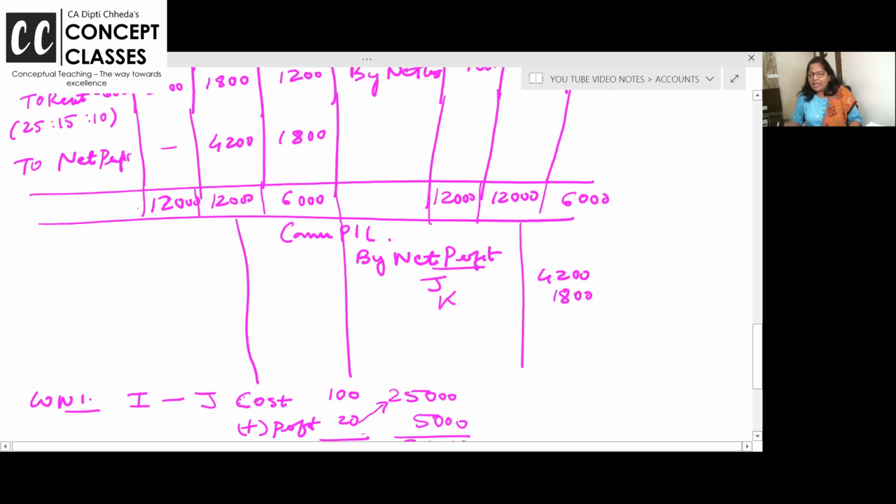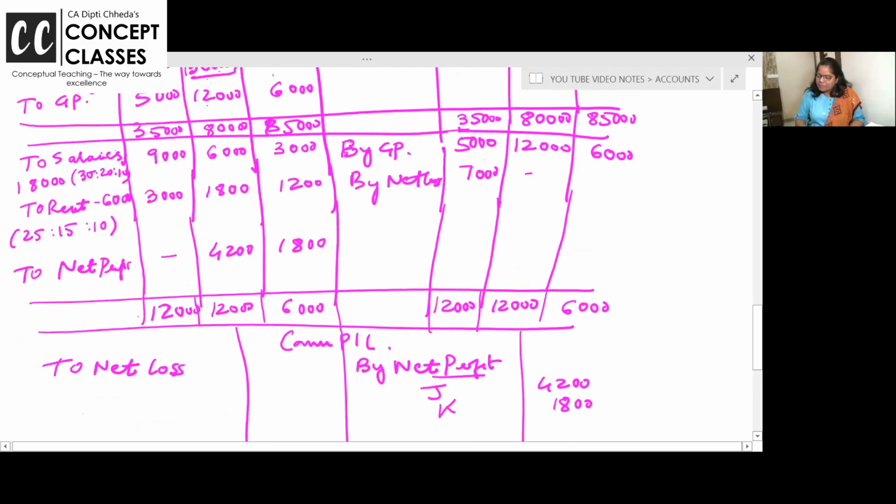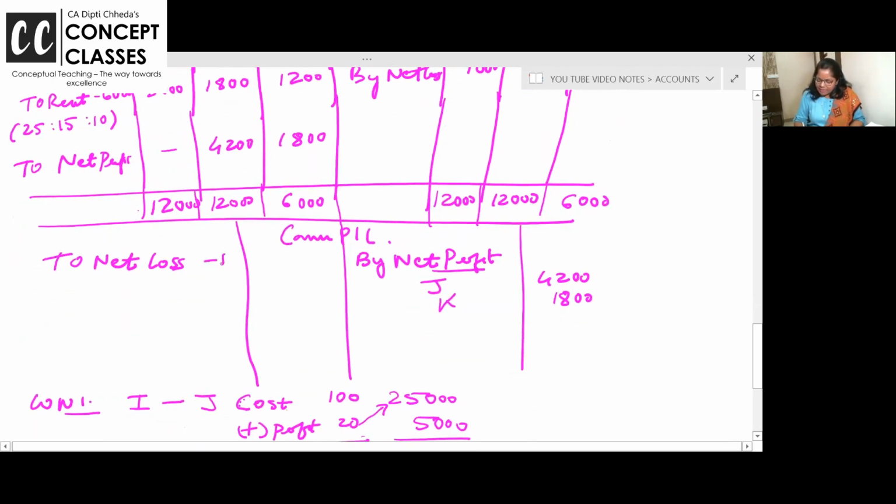J and K are having net profit: J 4,200 and K 1,800. And there is a net loss. Which department? First, I department, 7,000. Net loss, bring it in the common P&L account debit side because it's a loss, and profit you bring it on the credit side.